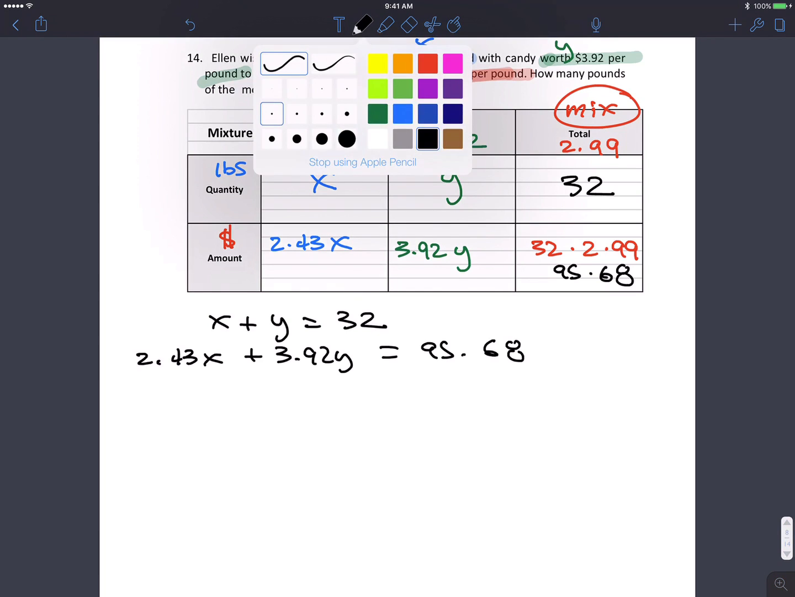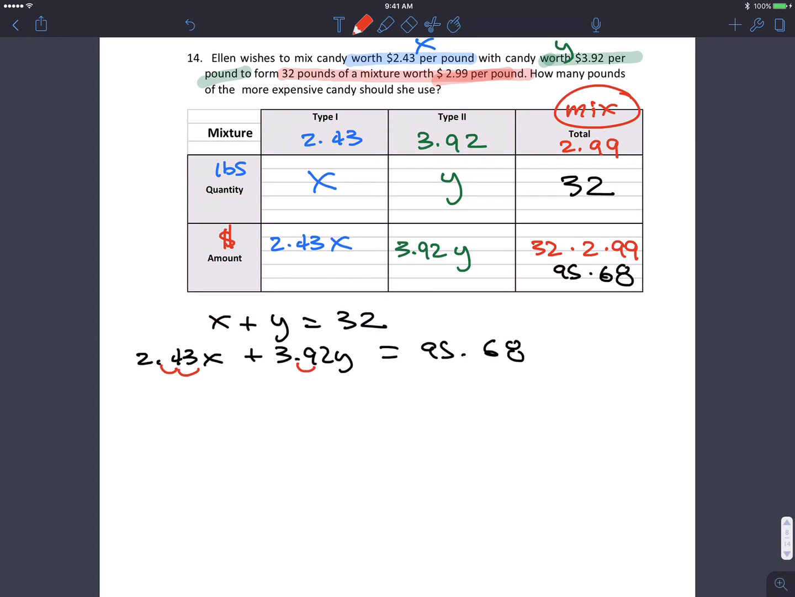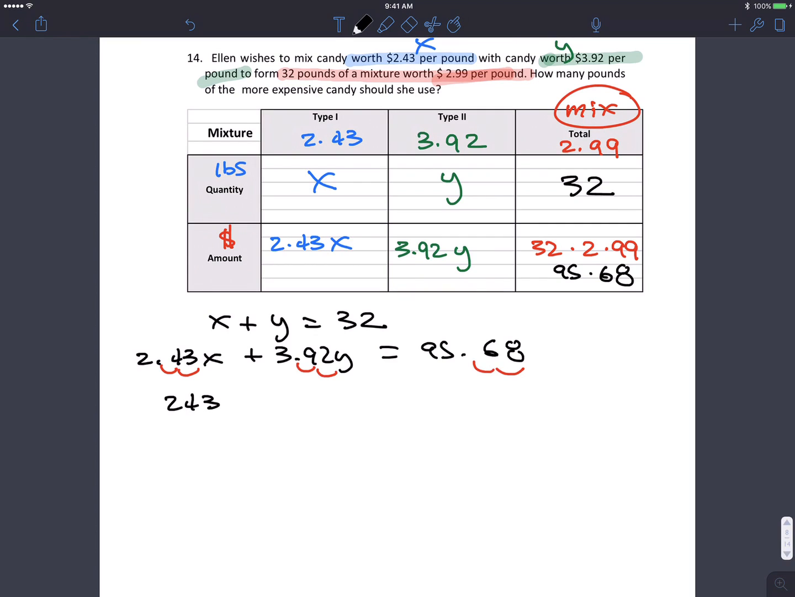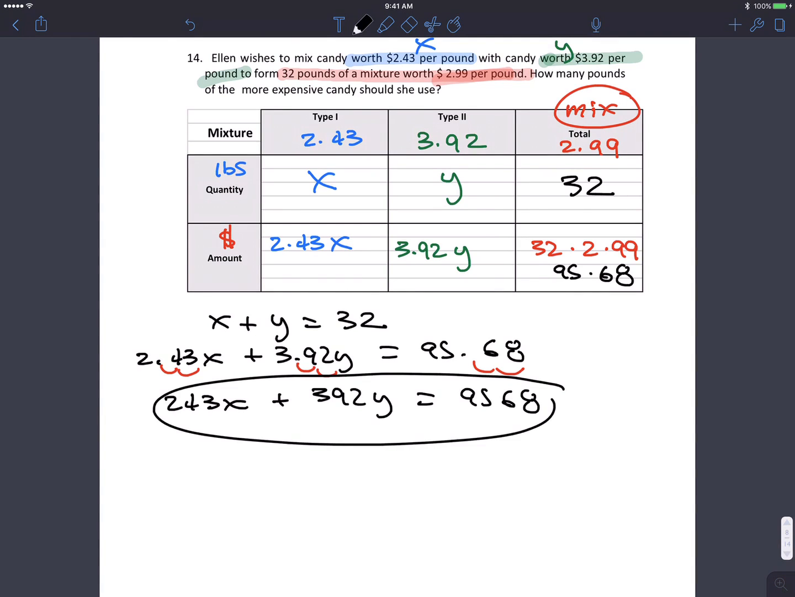Okay, we're going to have to fix the second equation again by multiplying every term by 100 so that each decimal moves 2 spaces to the right. The second equation becomes 243x plus 392y, and that'll be 95.68. Now remember, translate, and you get x will be 32 minus y. We're going to solve this system, substitute for x, 32 minus y, and let's see what we get.